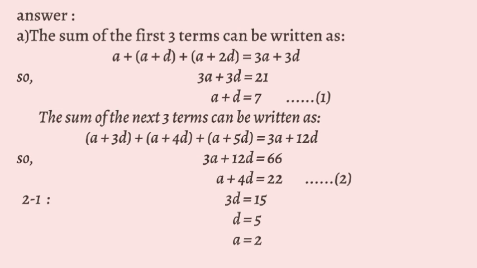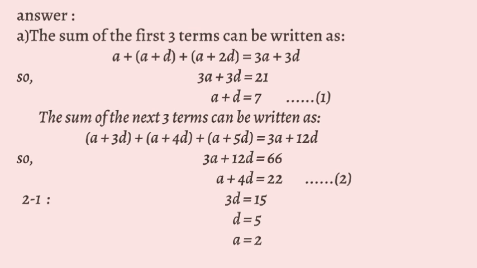The answer for the first question: the sum of the first three terms can be written as a plus (a plus d) plus (a plus 2d), which equals 3a plus 3d. So we can write 3a plus 3d equals 21. Dividing this equation by 3, we get a plus d equals 7. This equation we call the first equation.